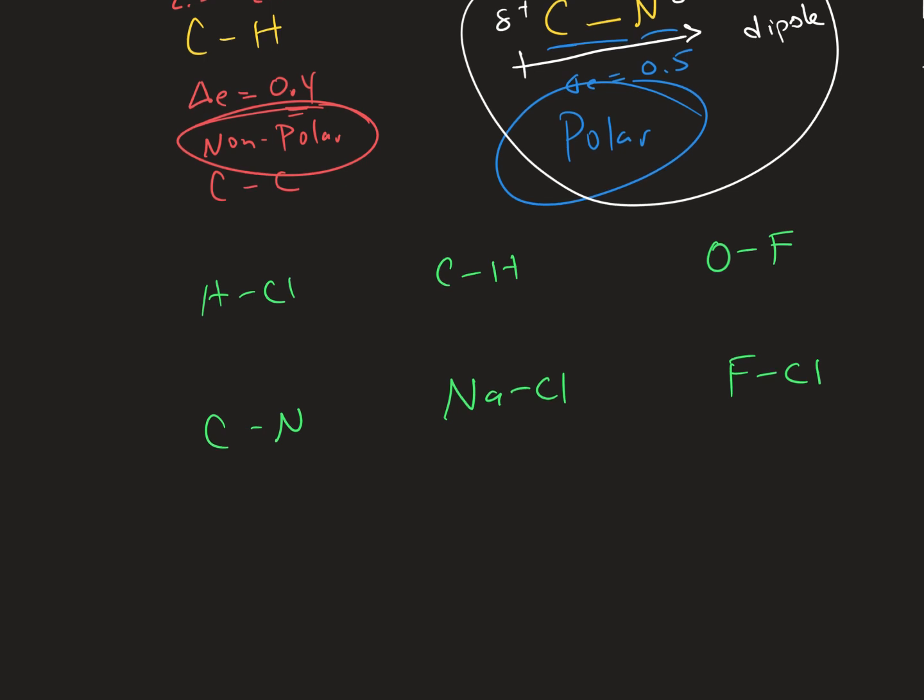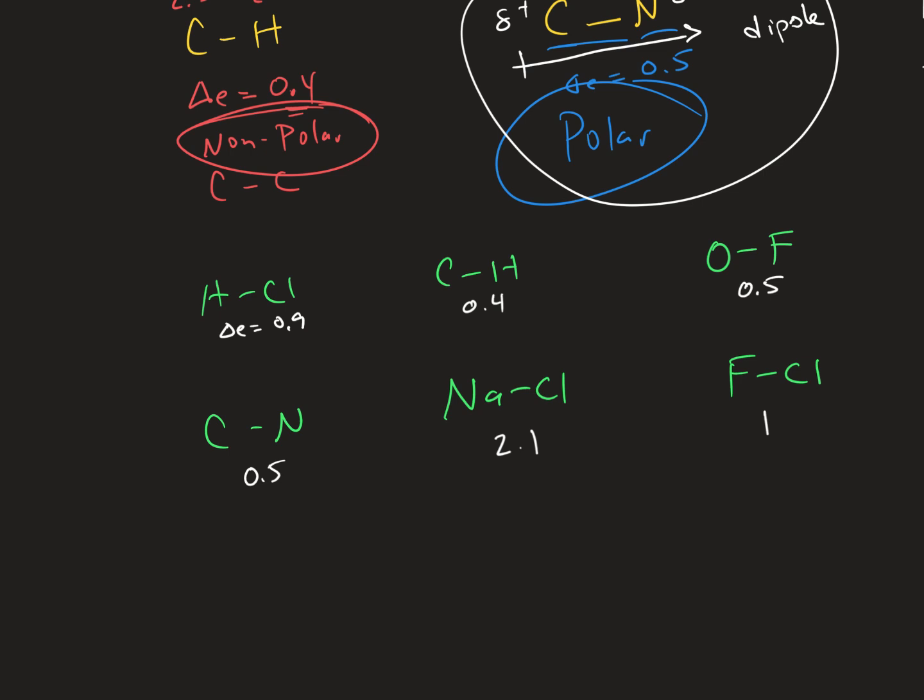Okay. Did we not do this because I had this down? Okay, so this one right here, we had a difference in electronegativity of 0.9. We just did that one, right? And this one we already did is 0.4. What's OF? It's 0.5. CN is 0.5. NaCl is 2.1, and FCl is 1.